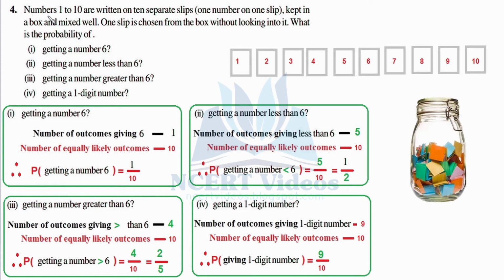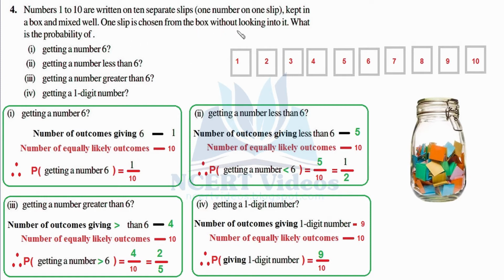Question number 4. Numbers 1 to 10 are written on 10 separate slips. So here we have shown 10 different slips on which numbers from 1 to 10 are written. The same thing written over here, one number on a slip. The same has been shown. Kept in a box, we just rolled them and kept in a box. In this transparent box, or it can be a black box, doesn't matter. And we mixed it well. The whole purpose of mixing is to make all the possible outcomes equally likely to happen.